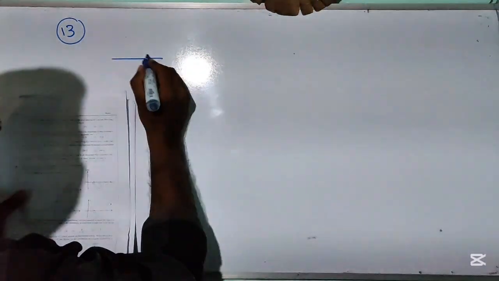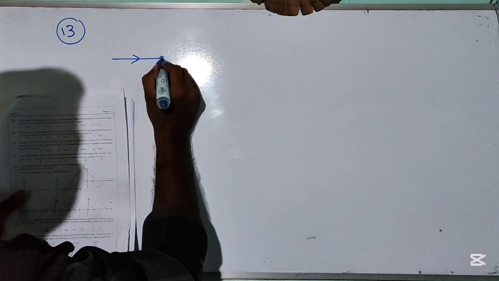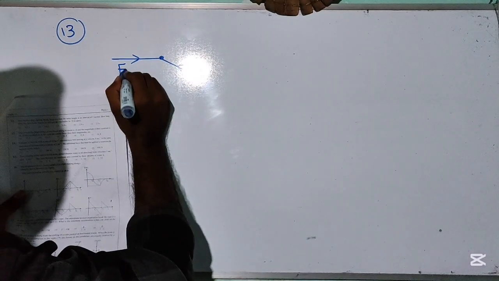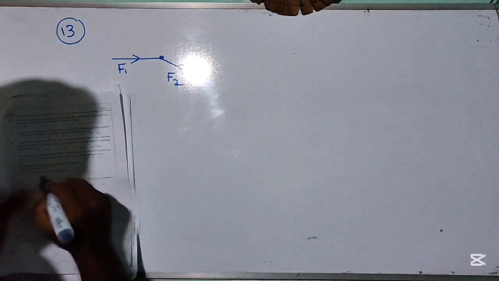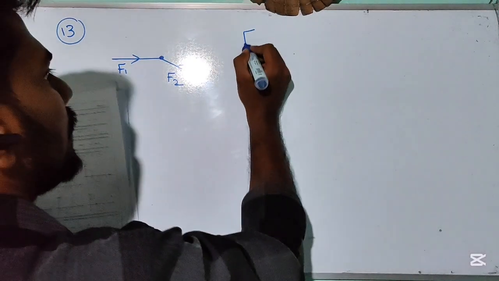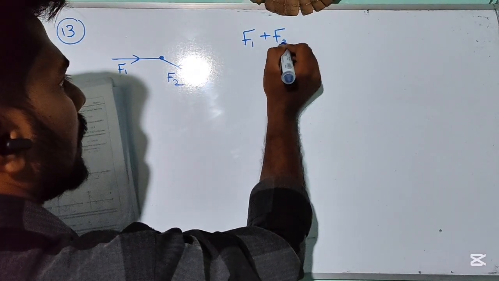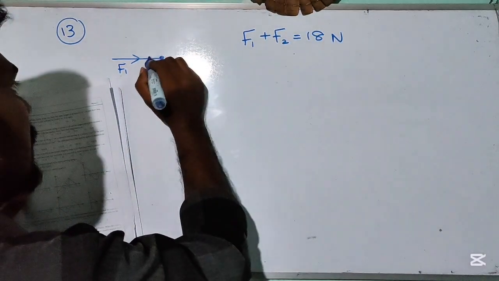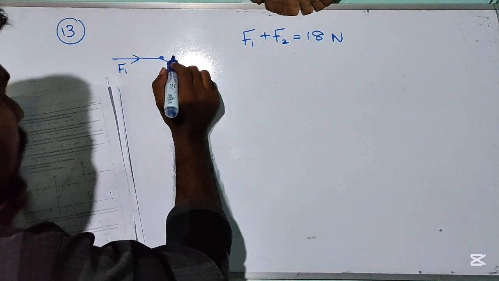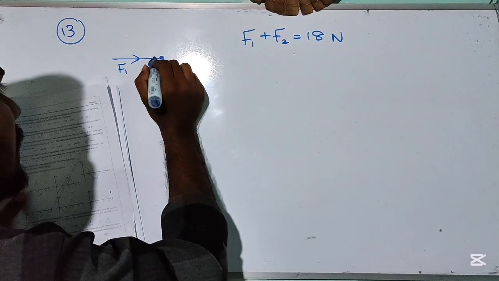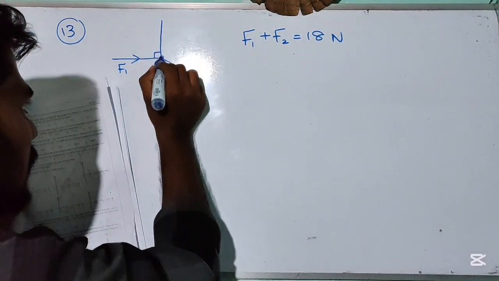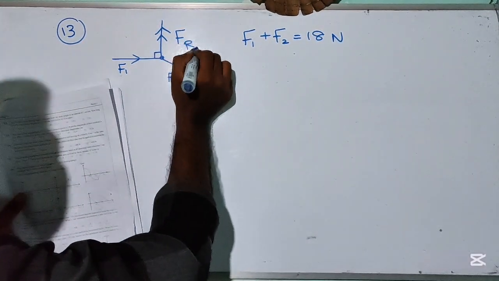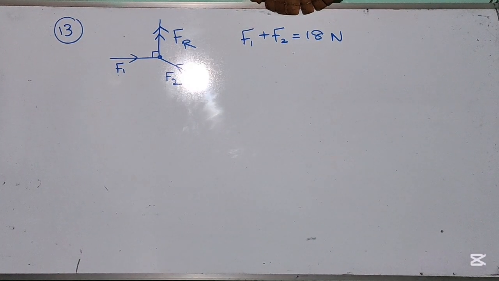There is a small force, there is a large force. And the resultant force: this is the small force F1, this is the largest force F2. And the sum of the values is F1 plus F2 equal 18 newtons. And also the resultant of these two vectors acts at 90 degrees to the small one. So the resultant Fr. Okay, this is the case.